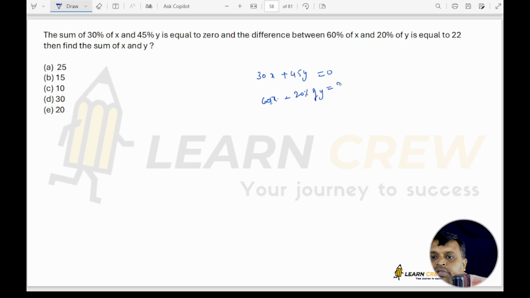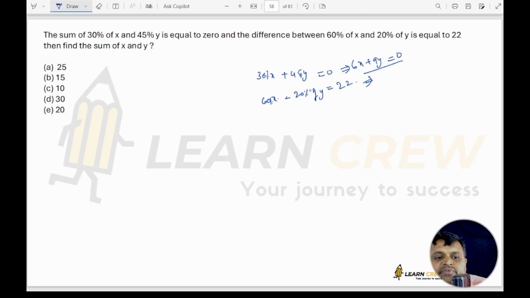So from here, 30% of x is 3/10 of x, and 45% of y is 9/20 of y. So I can say 6x plus 9y is equal to 0. Here I can take the percentage, but the percentage will say by 100, and the 0 by 100 will cancel. So I will get 6x plus 9y is equal to 0 as one equation, and here 60% of x is 3/5 of x, 3/5 of x minus 1/5 of y is equal to 22.